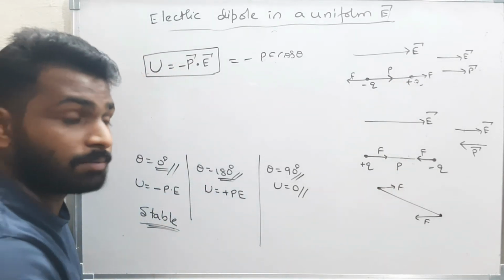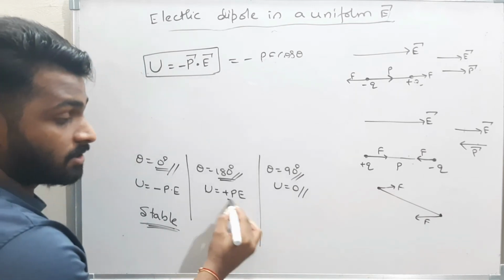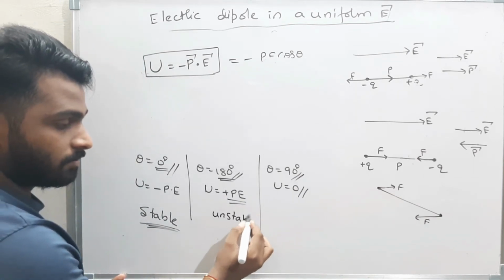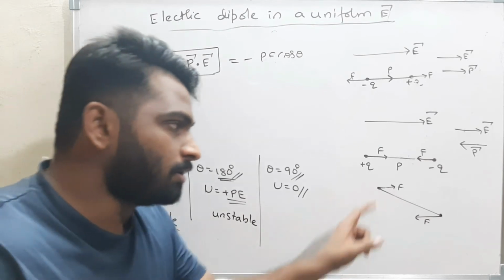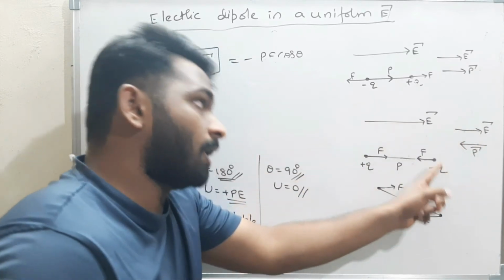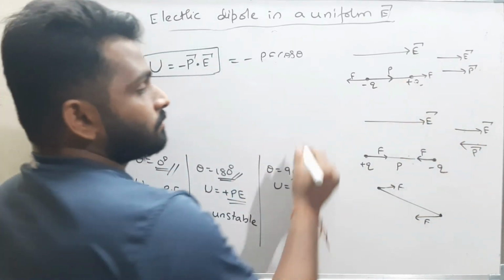You guys will accept that? That means it is unstable. The potential energy is maximum. Therefore, it is an unstable condition. Even a small jerk, if I move it a little bit, it will start to rotate and come to this position.